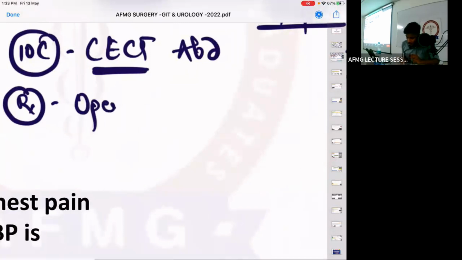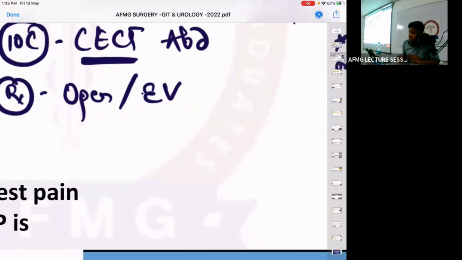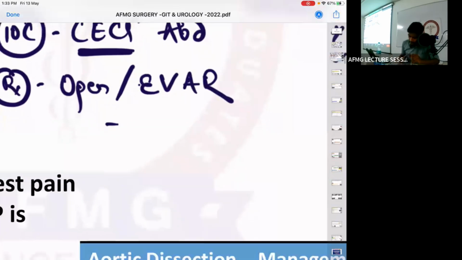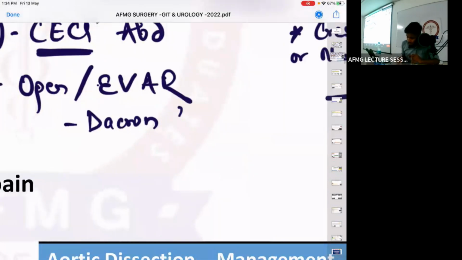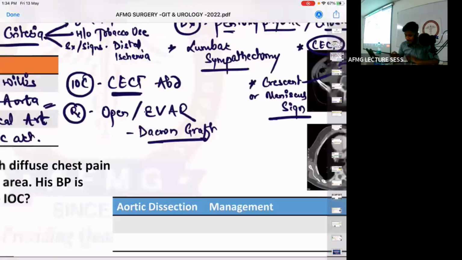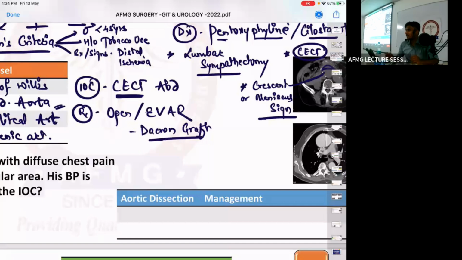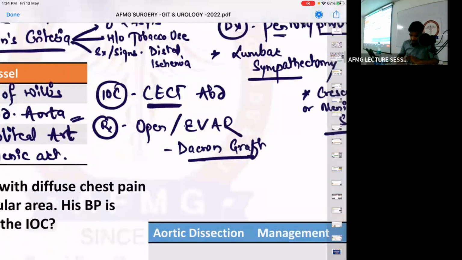Either we can perform open or endovascular aneurysmal repair. And which graft can be used? It can be either open or endovascular repair. Which graft is used? No issues with this. Because in aneurysm there is a repeated risk, there would be recurrence. Okay, that is the important point.